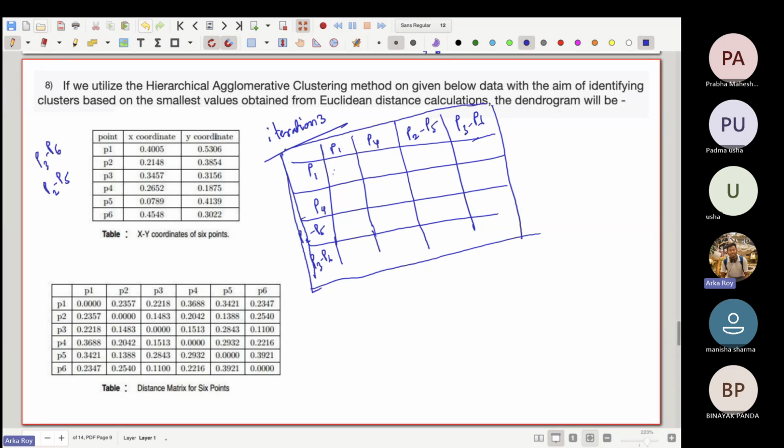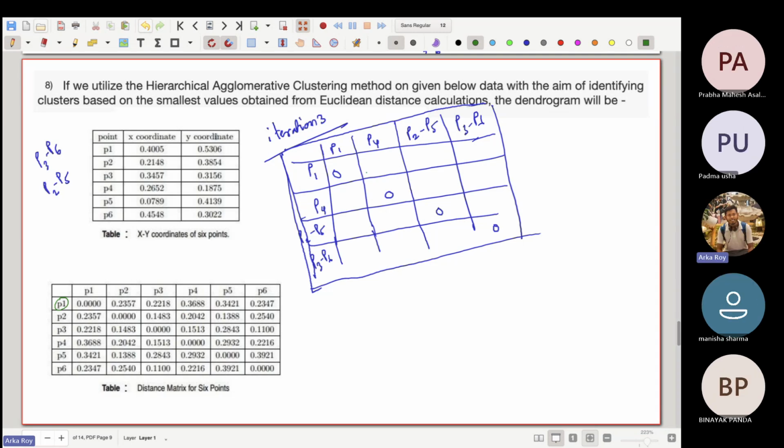So P1 के बीच में distance तो 0 होगा, all diagonal elements will be 0. Now let us try to see what would be the other cases. Now P1 से लेके P4 तक का distance is 0.3688. Okay, so here would also be 0.3688. Now we have to calculate the distance between clusters. Let's say this is your cluster 1, this is your cluster 2. So effectively I can write cluster 2 over here and this is cluster 1. As over here also, this is cluster 2, this is cluster 1.